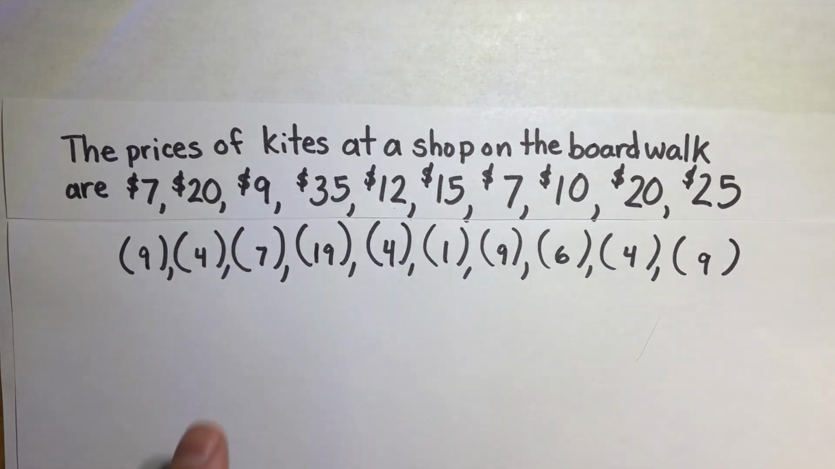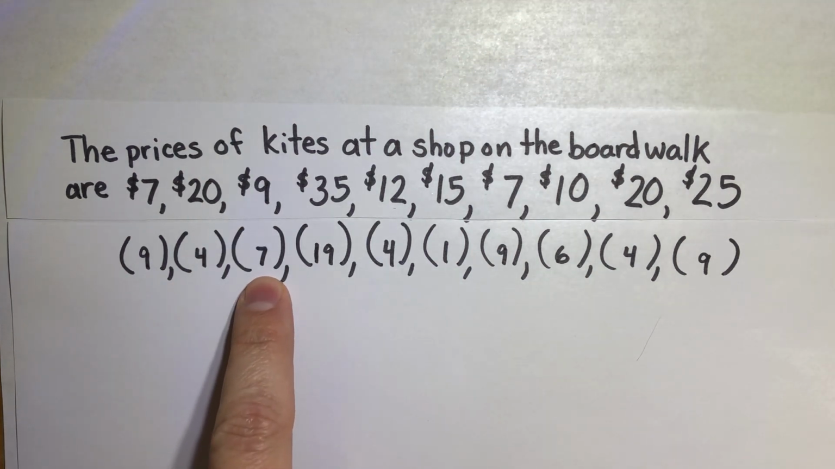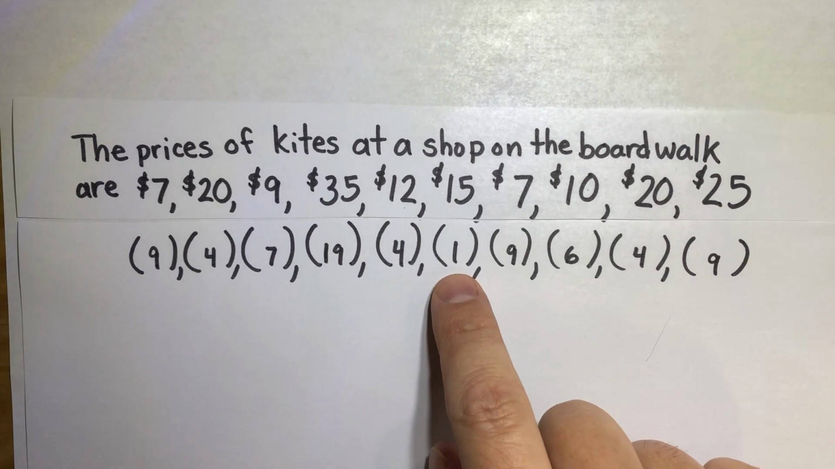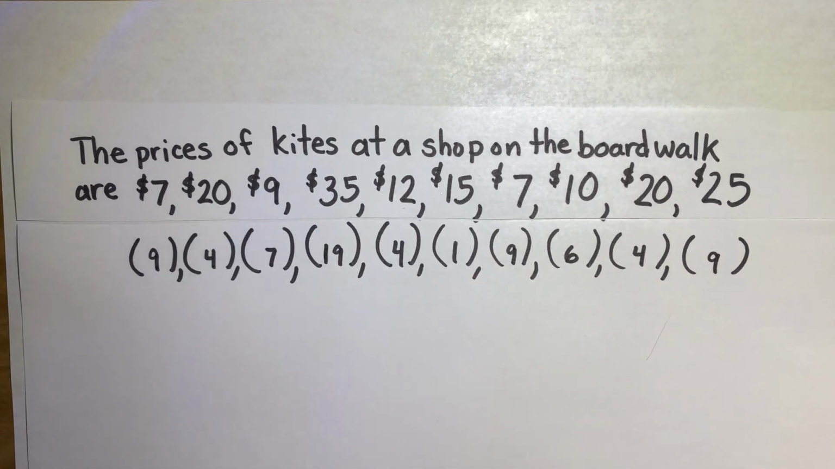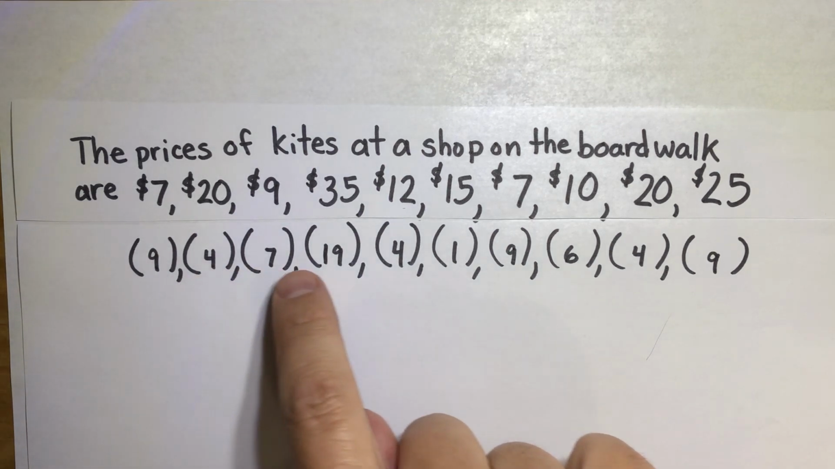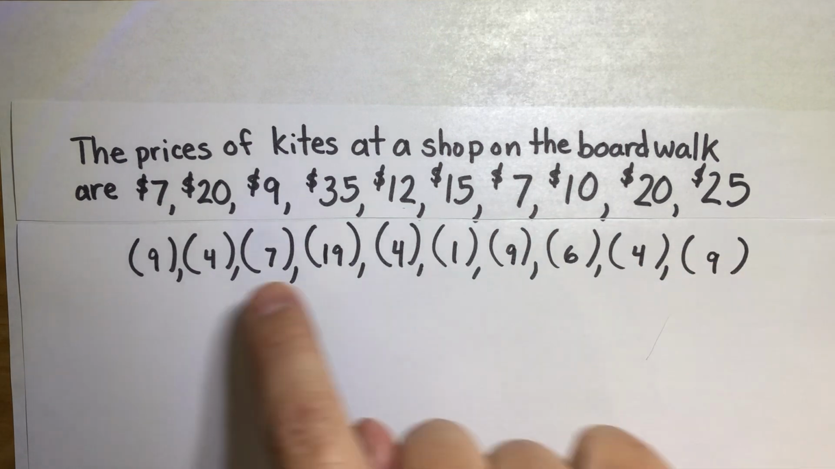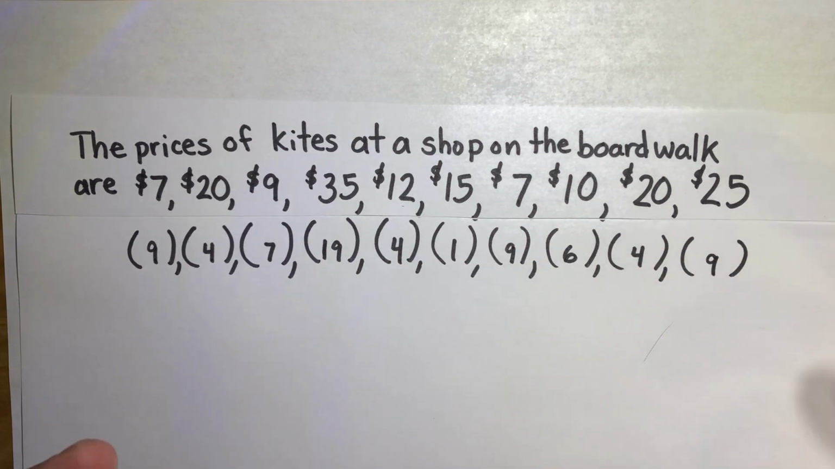So that $9 kite was $7 away from the mean. That $15 kite was only $1 away from that mean. And look, that $35 kite was really far from that mean. So these are absolute deviations. But remember, our goal is to find the mean absolute deviation. So what we're going to do now is add up all of our absolute deviations and divide that by 10.